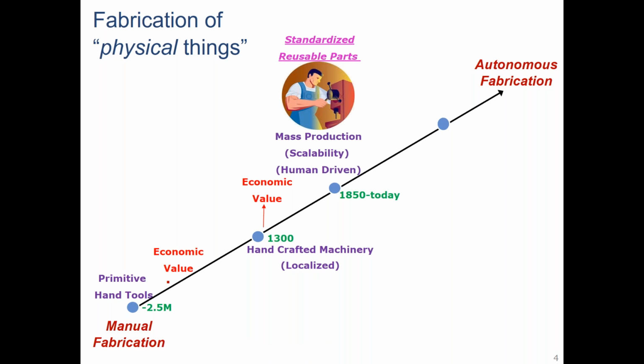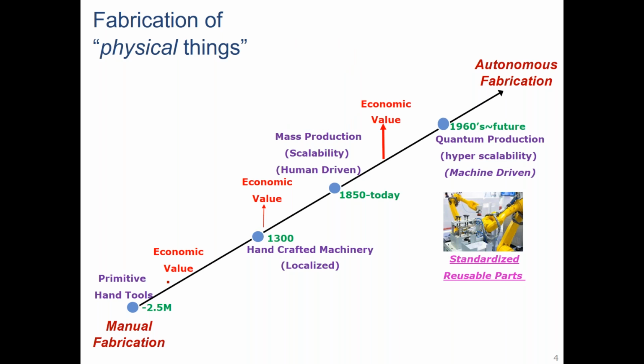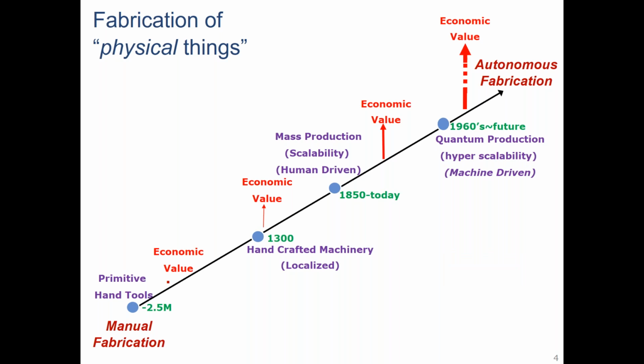Now we jump forward into the 1850s, where we have the benefit of mass production, and that comes about because we've developed the notion of standardization and reusability. That allowed us to drive mass production and scalability, where we had another leap of economic value on a logarithmic scale. And we jump forward again, from the 1960s to now and into the future, where we have autonomous, robotic-driven production. We'll call it hyperscalability, where we have machine intelligence driving standardized reusable parts again, with another significant leap, logarithmically, of economic value.